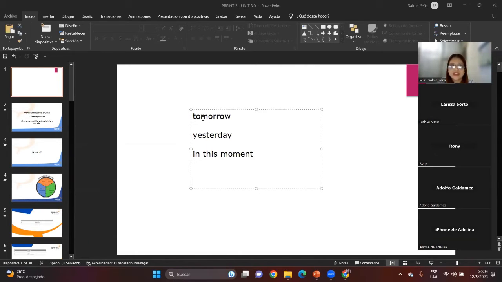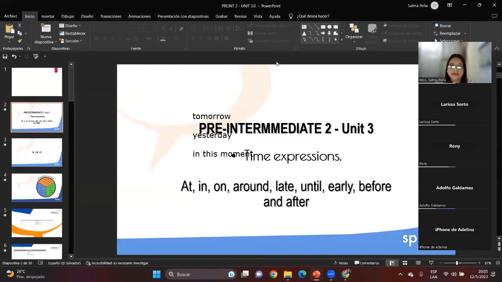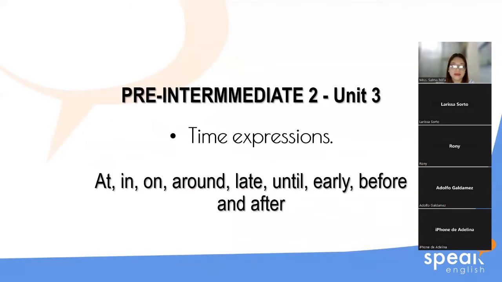But many of the time expressions can be used totally in any time that you want, in present, in past, in future, but be careful with them. Because sometimes I have seen some sentences like, I will be at home yesterday. That is not possible because will is to talk about the future. And if you say yesterday, it's a past time. So be careful with that, but with the expressions that we have for today's class, that is not a problem because they can be used in any time: in, on, at, around, late, until, early. Before and after, with them, we have to be careful. It depends on the situation, but yes, most of these expressions don't belong to a specific time. They can be used in any.